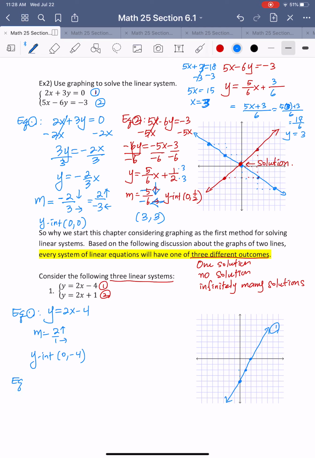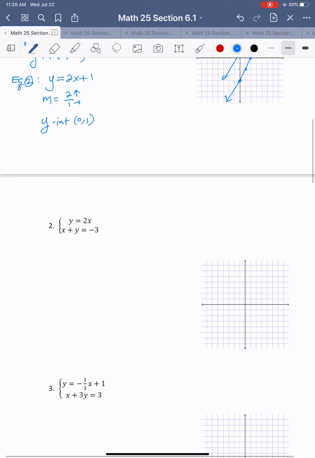And then equation 2, you have y equals 2x plus 1 this time. So the slope is 2, 2 over 1, up 2 and right 1, with y-intercept at 0, 1. So from 0, 1, you go up 2 and right 1, up 2 and right 1. But as you notice, the two lines look parallel, right? Which means they have the same slope, and they never meet. So this is the case of no solution. Okay, next page, please.